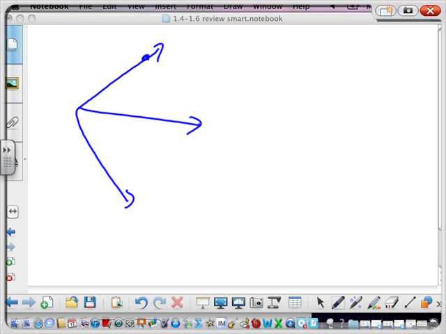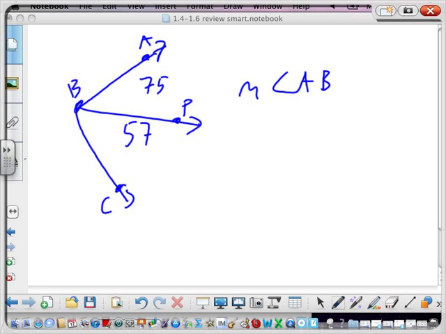We've got A, B, P. Oh, that should be A. Thank you very much. That's very confusing. Okay. All right. We know this is 65. We know this is 57. What is the measure of angle A, B, C? Anybody? 132. And how did you get that? Added 75 plus 57.